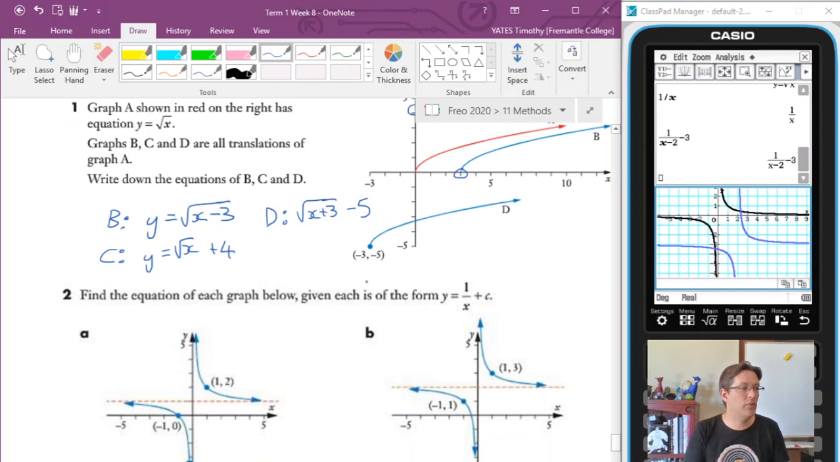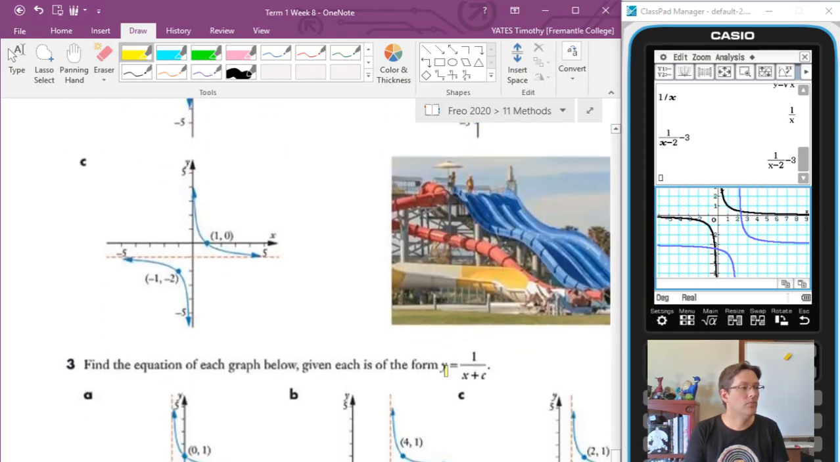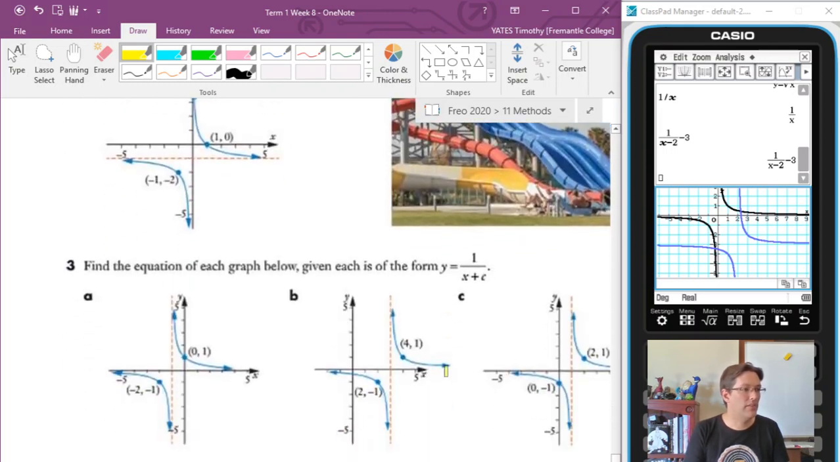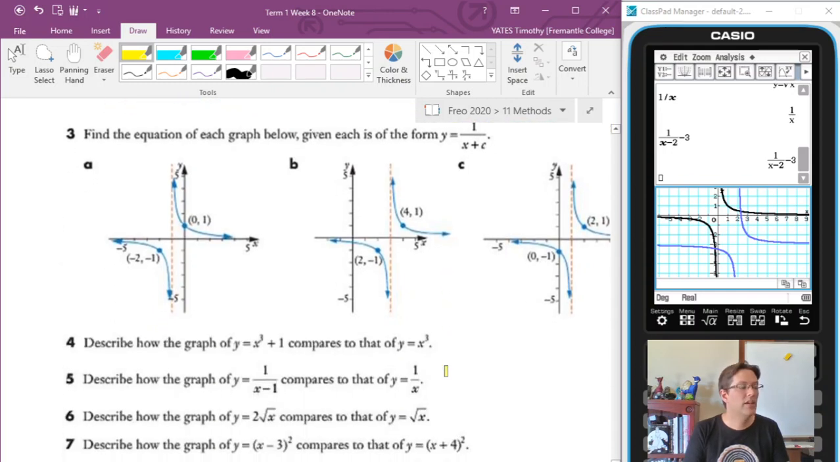And it's got a few examples here for our reciprocal as well, in the form y equals 1 on x plus c. So this is just being shifted up or down some. And then we've got ones that are being shifted left or right as well. So we can have a practice of those. And we want to be able to describe how they compare as well. Question 9 is quite a good one in here.